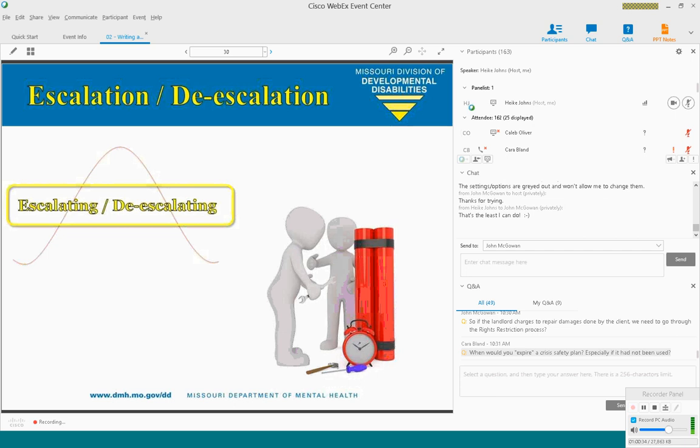The key is to try to figure out how the individual communicates that they're upset, not just in words, but also in body language. Being able to identify these is a crucial first step in deciding how we're going to respond to these challenging situations.